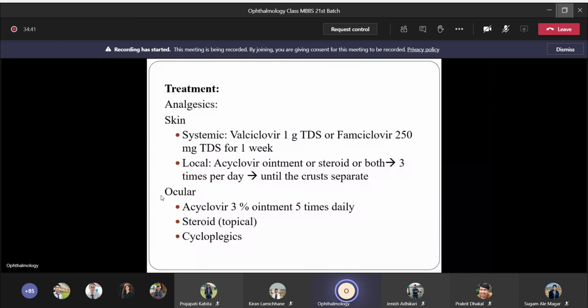Okay, so that's about the herpes zoster and herpes simplex infections. Herpes simplex and herpes zoster infections are mainly differentiated by the presence or the absence of the terminal bulbs, because both will have a similar pattern of the dendritic ulcer.